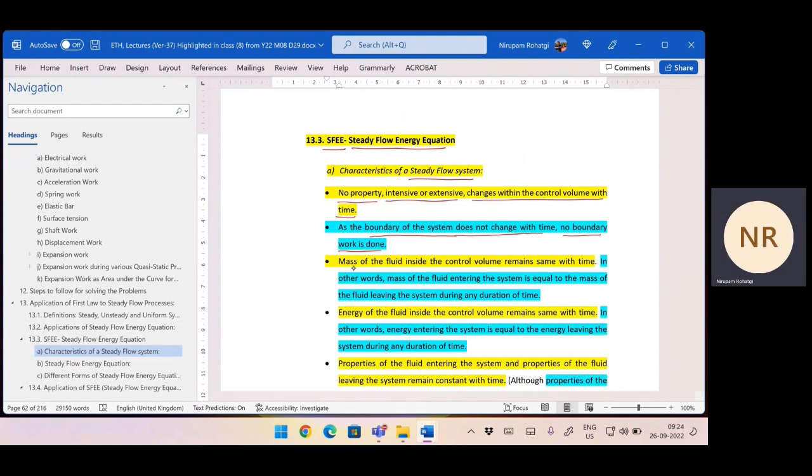Now, because it's a steady system, the mass of the fluid inside the control volume remains the same with time. The total mass in the system should not change. In other words, the mass of the fluid entering the system is equal to the mass of the fluid leaving the system. Whatever mass is going in, the same amount of mass shall come out. Only then will the mass inside the system remain the same. And that is why you can say it's a steady system.